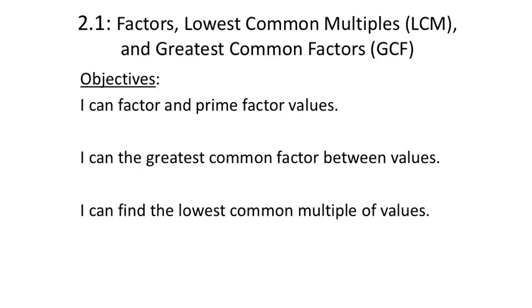Okay, here's our objectives for 2.1. I can factor and prime factor values. I can find the greatest common factor between values. And then I can find the lowest common multiple of values as well. We'll go over each of these, and then hopefully you'll be able to do them by the time we finish.